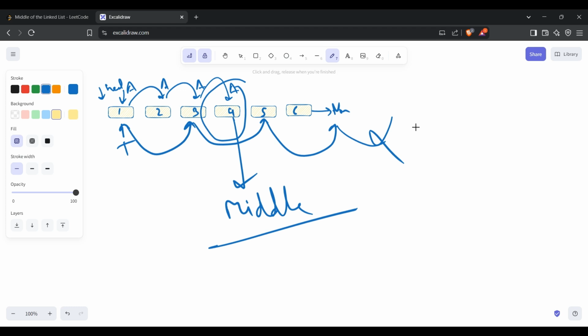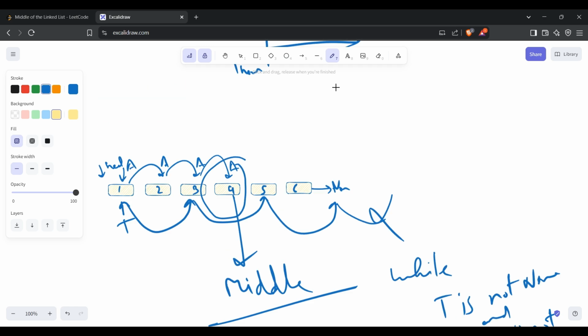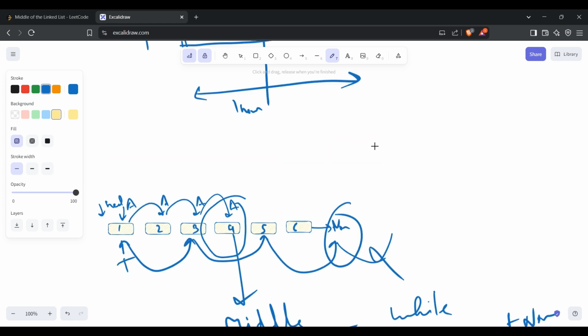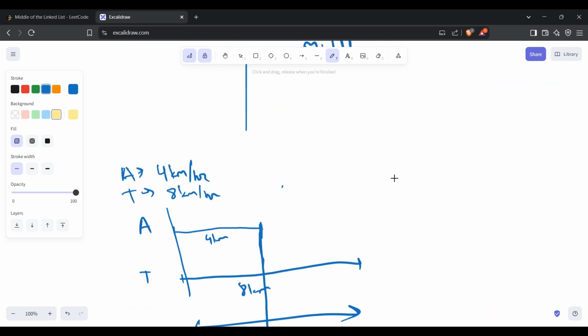So you may ask how long T should iterate. That means T can iterate while T is not none and T dot next is not none. I hope you understand that. For this example, T becomes none, therefore stop, and for the previous example, the next of T becomes none, therefore we stop. Okay, this is the condition.